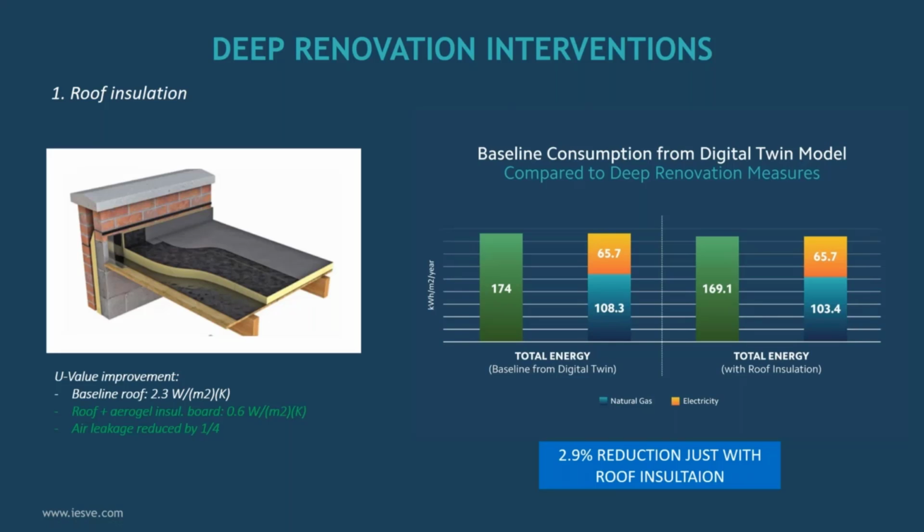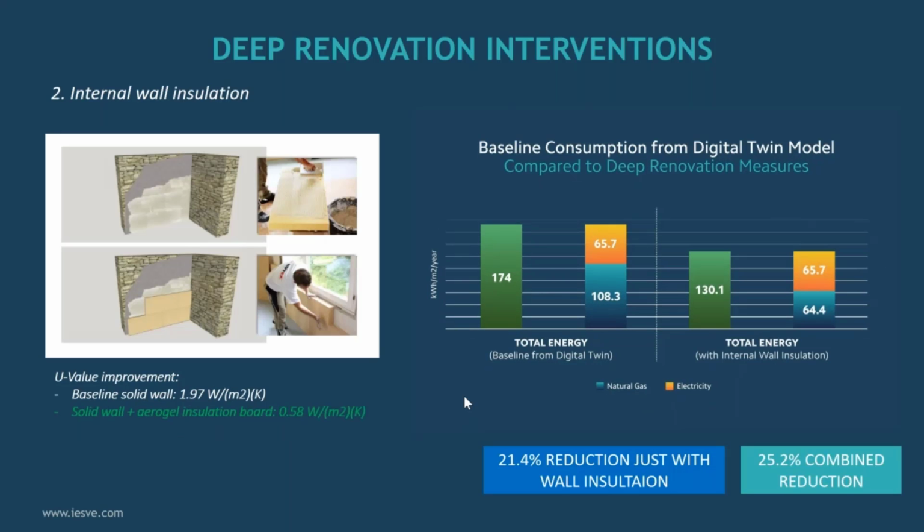Some of the possible interventions that we considered were, first of all, a roof insulation, which is normally the easiest part of the building which can be insulated. Basically, the U value of the roof went from 2.3 watt per square meter Kelvin to about 0.6, thanks to the aerogel insulation material that we considered. This is also reducing the air leakage of the building, because most of the air leakage is going through the roof. And this will reduce 2.9% the total energy consumption of the building, mostly once again on natural gas consumption for space heating.